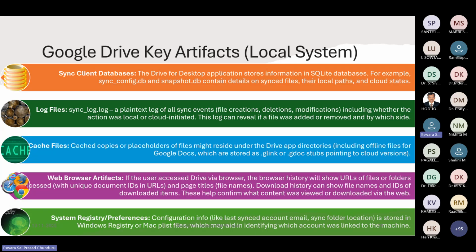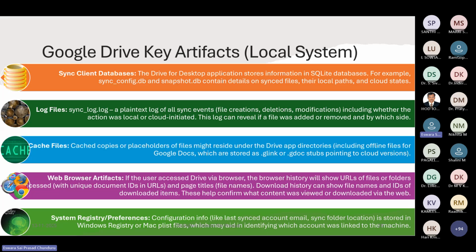And then download history can show the file names and the identities of the files related to Google Cloud. So web browser forensics, or simply browser forensics, will provide the details with respect to these activities related to Google Drive file activities.